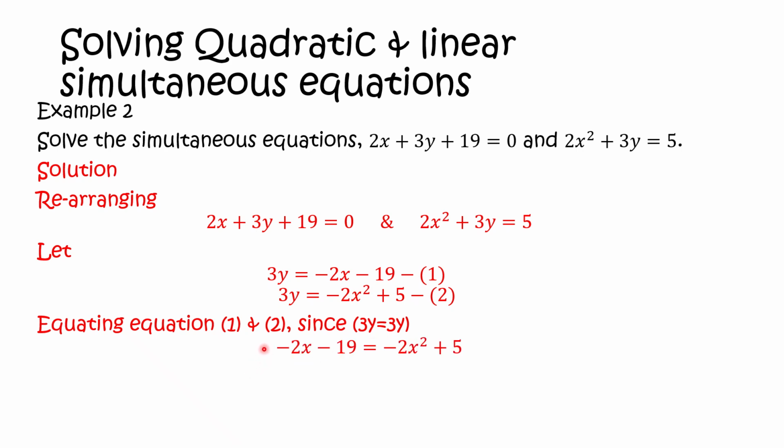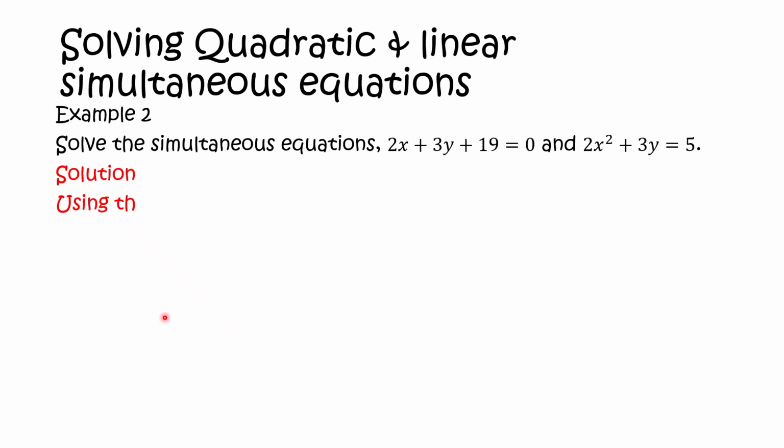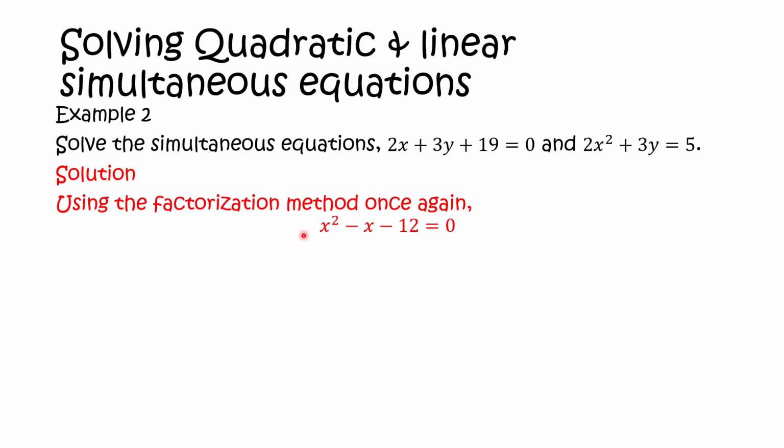In doing so, we are going to have minus 2x minus 19 equals minus 2x squared plus 5. And rearranging, we are going to come up with a quadratic equation, which is 2x squared minus 2x minus 24. And dividing throughout by 2, we get x squared minus x minus 12 equals 0. Solving by the factorization method once again, we are going to have our equation in this particular manner: x minus 4 times x plus 3 equals 0.